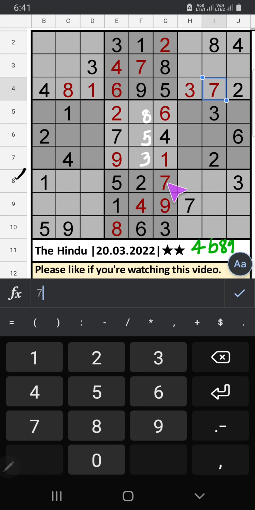Eighth row, 4 numbers are remaining: 4, 6, 8, 9. 8th row and 9th row we have 7, so 7 can't come in these cells. Then 7 is confirmed here. Column B, column C, 9th row we have 4, so 4 can't come in these cells. Then 4 is confirmed here.